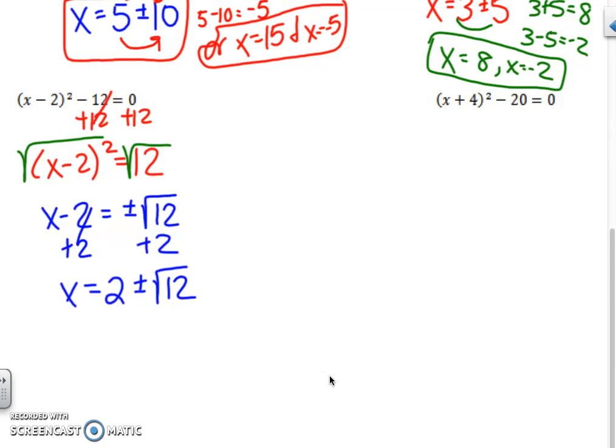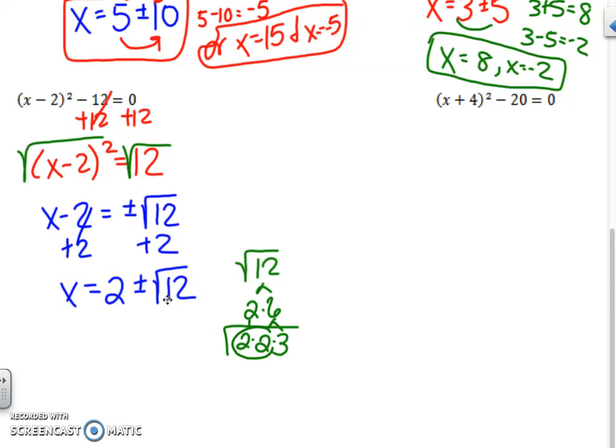Okay? The only thing is this can be simplified more. So square root of 12 can be broken down. And we're going to have to do that. So the hardest part is breaking down your square roots and simplifying them. So 2 times 6 is 12. 2 times 3 is 6. Bring down that 2.